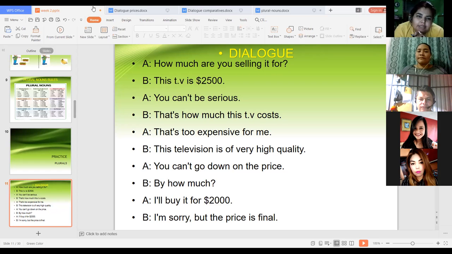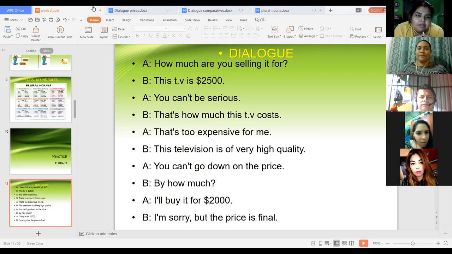How much are you selling it for? This TV is $2,500. You can't be serious. That's how much this TV costs. That's too expensive for me. This television is of very high quality. You can go down on the price. By how much? I will buy it for $2,000. I'm sorry, but the price is final.